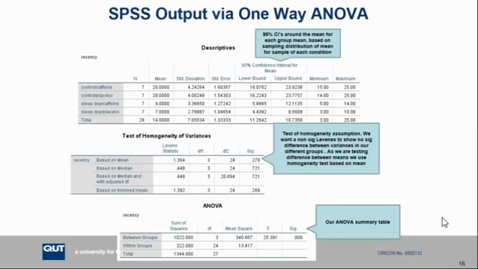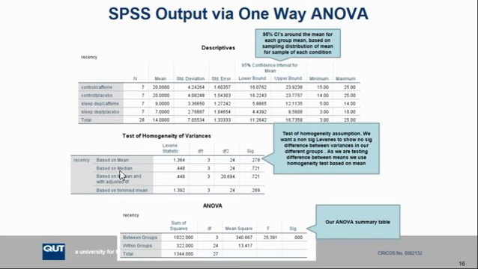Let's look at the output that we'd get if we ran that data through SPSS one-way ANOVA. The first thing we'd get is our descriptives. So very clearly, the number of people in each cell, the mean of each cell, standard deviation, standard error, and the confidence intervals around those group means.